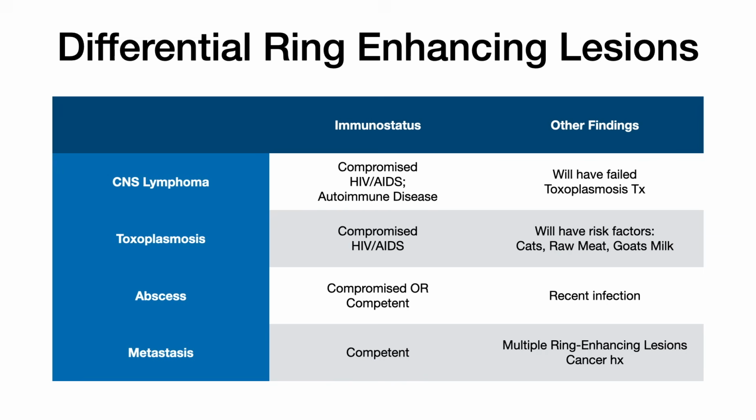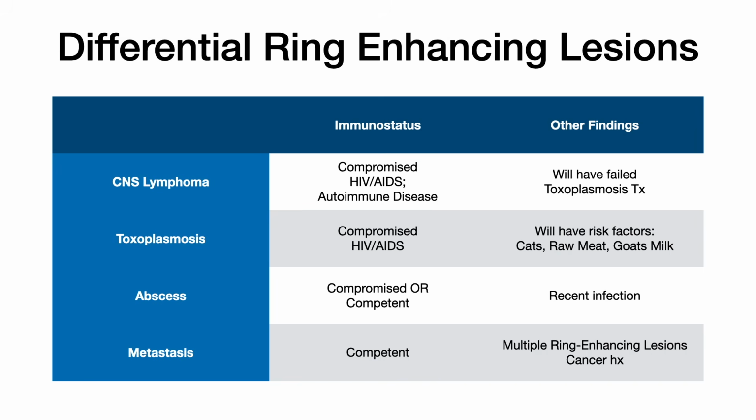Toxoplasmosis, chances are on the exam, the patient will be immunocompromised because that's associated with HIV/AIDS. On the exam, if the test writer wants you to pick toxo, they're very likely going to give you associated risk factors or exposures to things like cat feces, raw meat, or goat's milk. So your classic buzzwords associated with toxo. They don't have to, but generally they do.